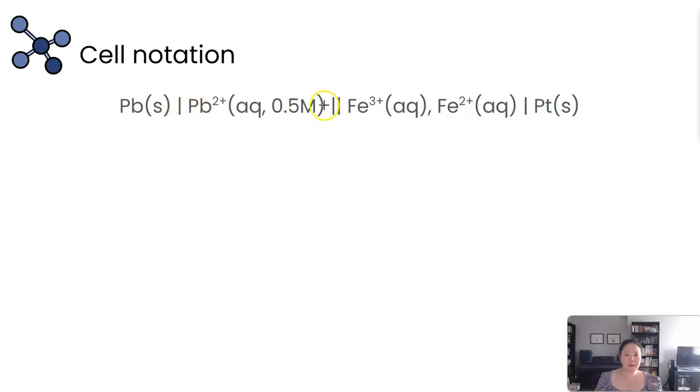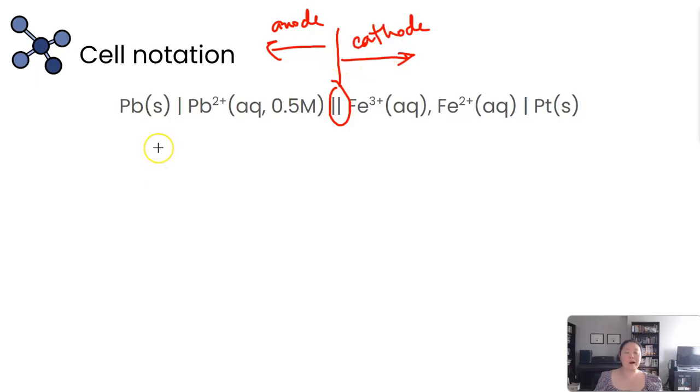So first thing is that you're going to see some lines. This double line separates the anode and the cathode. So the anode is going to be on the left and the cathode is on the right. Now, with these cells, you're pretty much always going to have something that is solid and some kind of solution. So you do have a variety of different types of materials, and they're all going to be in different phases.